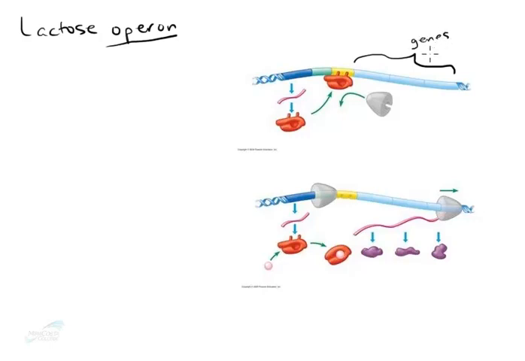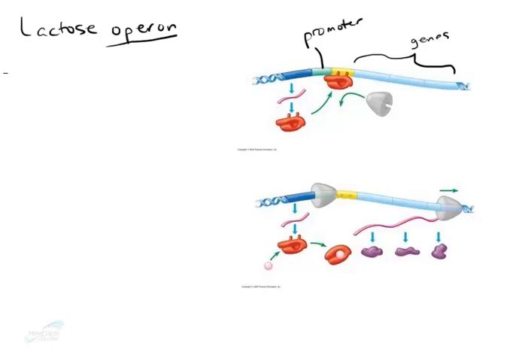Right? These are the genes that code for those proteins that are required for lactose to be used in the cell, and those genes would have a common promoter sequence. That promoter is the binding site for RNA polymerase to bind and sit down and transcribe those genes, right? So those lactose utilization genes are present within a cluster in a lactose operon.